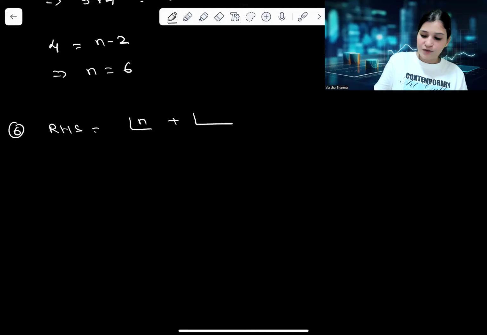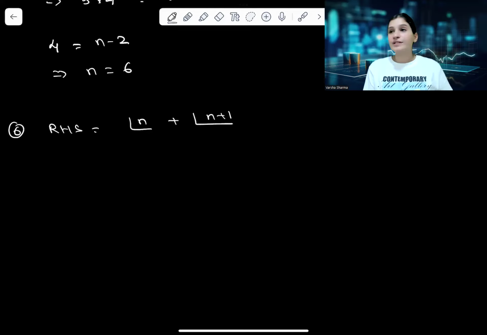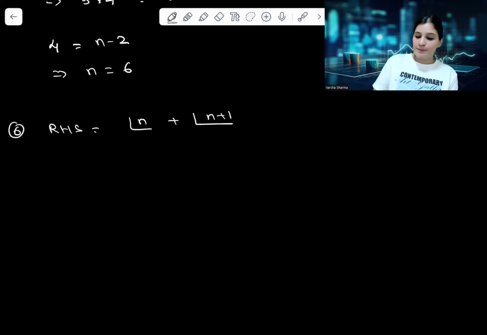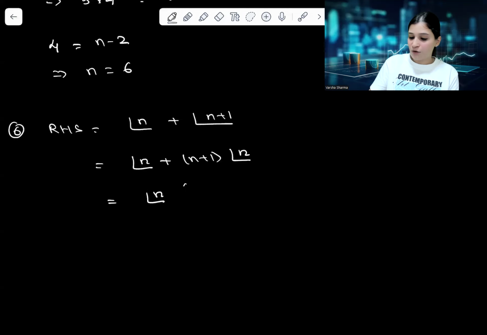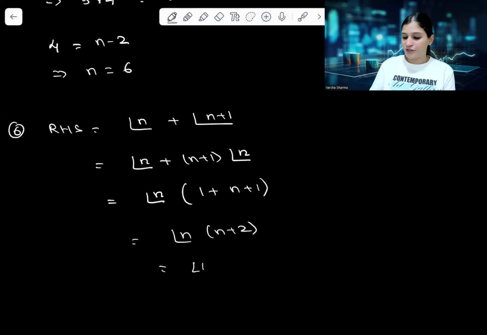Factorial n and n plus 1. What I want to prove is n plus 2 into n factorial. So let me first express both of them in n factorial. N plus 1 factorial can be written as n plus 1 into n factorial. Taking n factorial common, 1 plus n plus 1, gives factorial n into n plus 2, which is LHS.